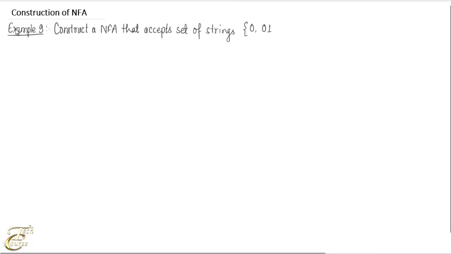Let's take another example. Example 9. Construct an NFA that accepts the set of strings 0, 001, 10, 101, 111. Here we start with the starting state Q0. Now reading this 0, we switch to the next state Q1. Since this 0 belongs to this language, we accept that 0, so we make this Q1 an accepting state. So this is accepted by our state diagram.